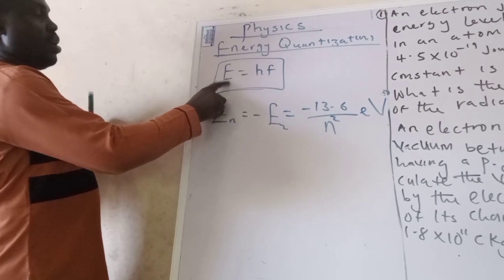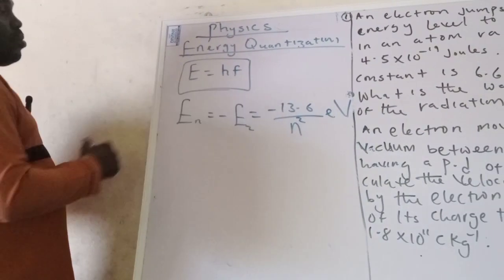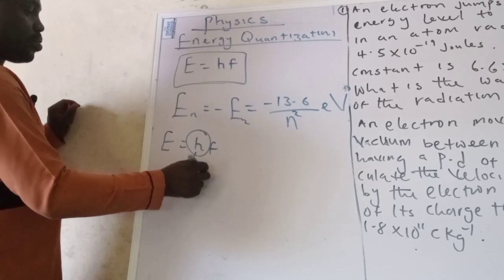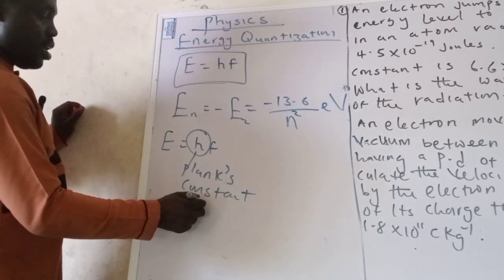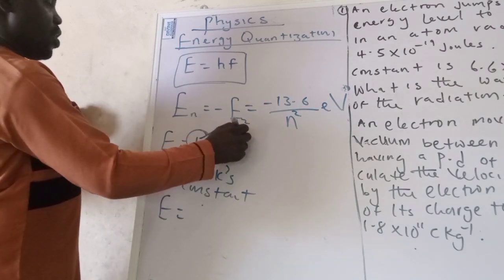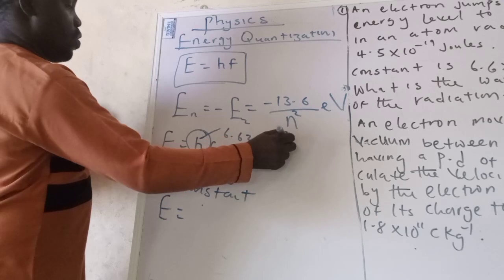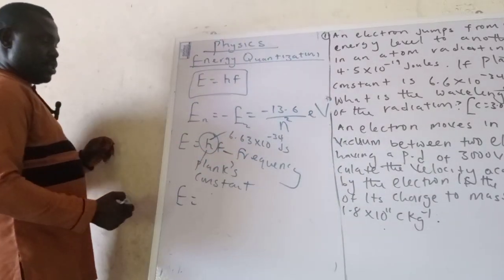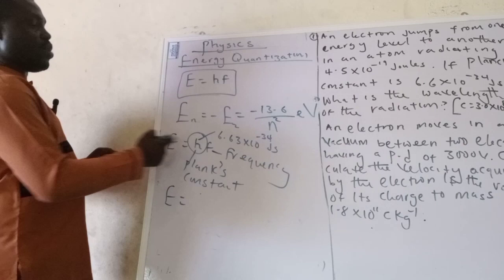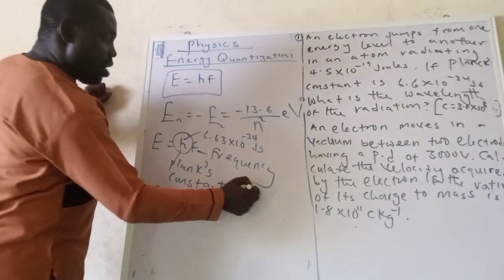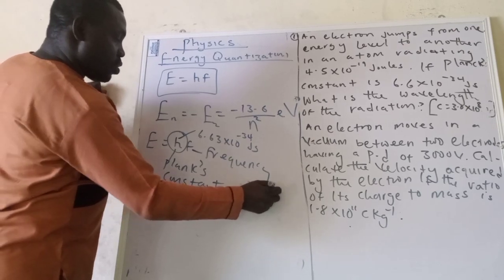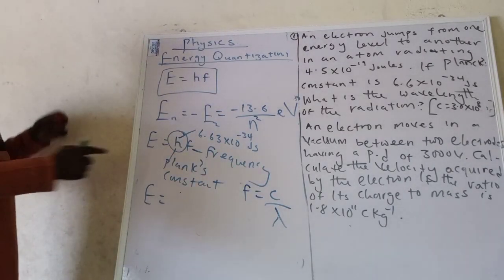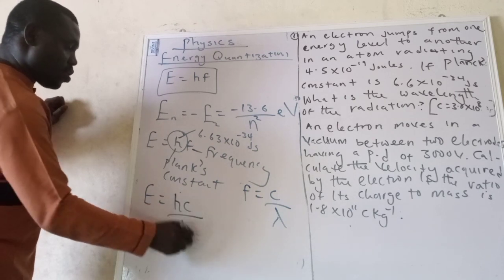Now, I just showed you something. The energy of the photon is equal to h multiplied by f. What is h? Planck's constant, which is 6.63 times 10 raised to the power minus 34 joule second. And this is our frequency. We also know there's a relationship between frequency and speed. Frequency is speed over lambda.